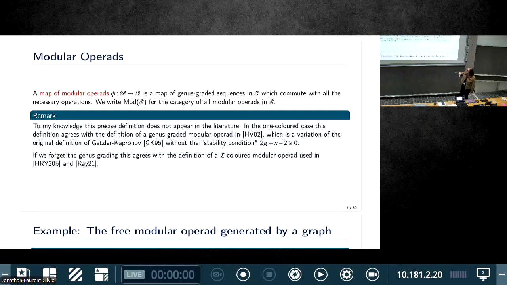The original definition is actually due to Getzler and Kapranov in 95, but they required a stability condition. So it was a set of graded operations such that everything vanishes unless 2g plus n was greater than 0. And this was designed to model the gluing together of genus g curves, stable genus g curves, hence the word stable, in the moduli space. So the idea was that you could glue together curves as long as they were stable.